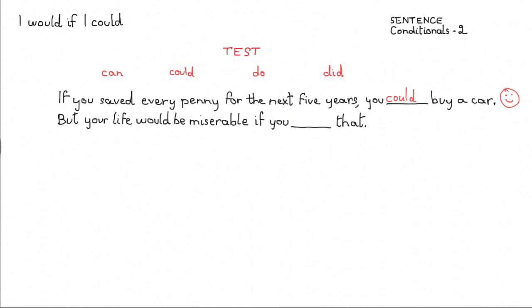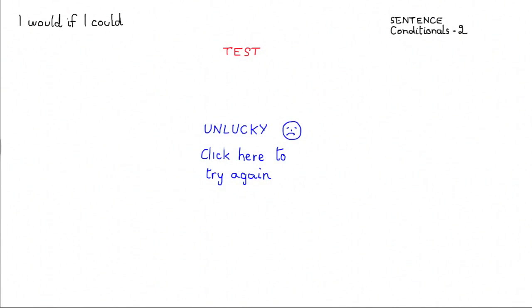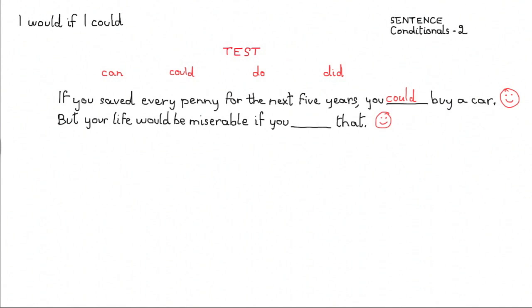And here's the next sentence. "But your life would be miserable if you ___ that." Make your choice, one of those 4 options. Oh no, sorry, no, that wasn't it. Click here to have another go. Yes, well done, that's right. I'll just write in the answer, did.